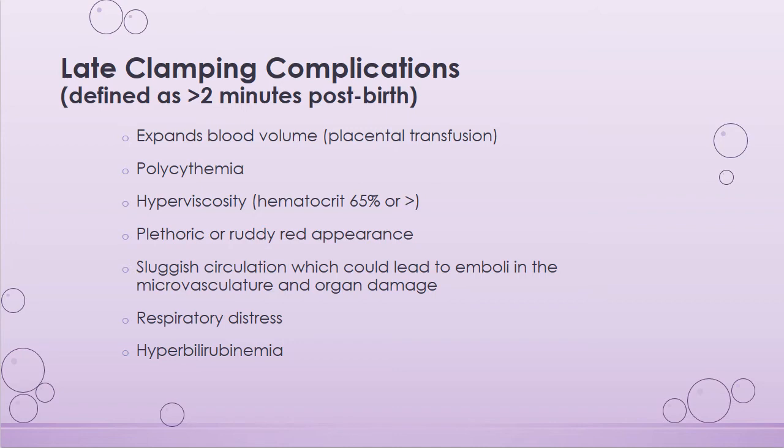There's been some research that it gives them a sluggish circulation, which could lead to emboli in the microvasculature, respiratory distress, or hyperbilirubinemia. But it also has, from what I have read, some benefits, which would give them prolonged effects of prevention against anemia. So I'm just mentioning it because it's worth mentioning. It might be something that you would see on standardized testing.